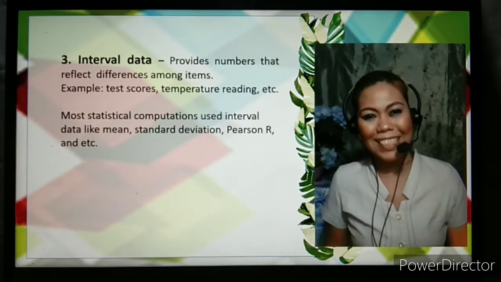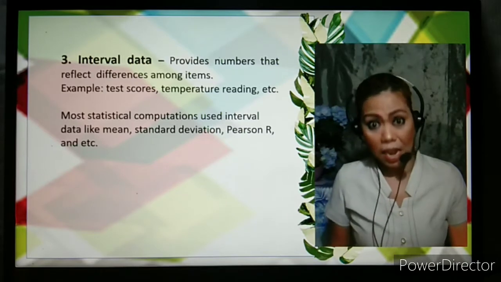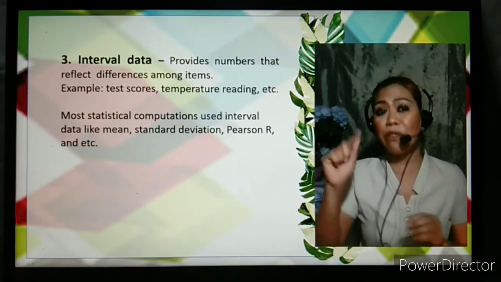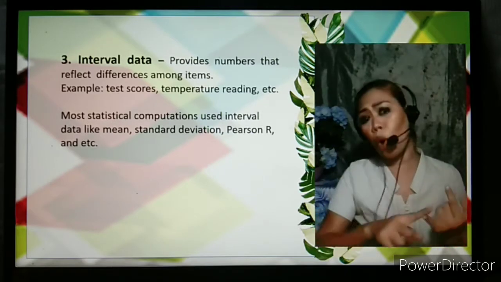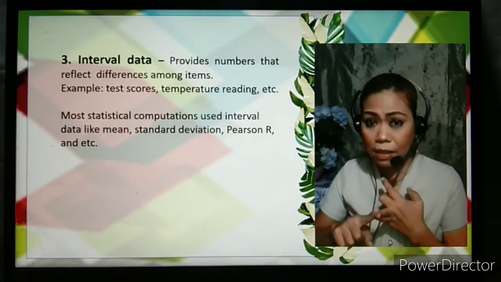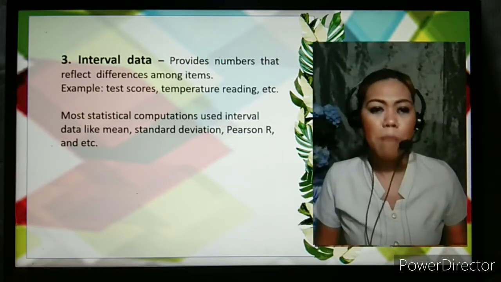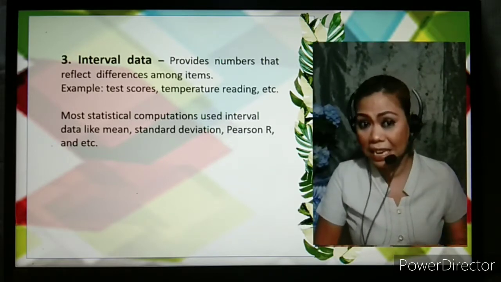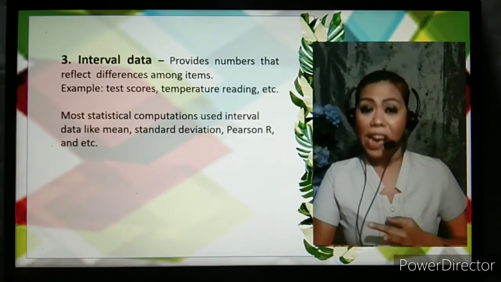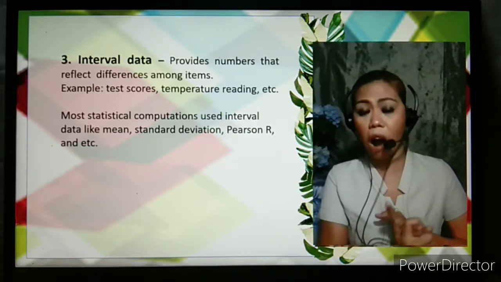Number 3 is interval data. It provides numbers that reflect differences among items, for example, test scores, temperature readings, and others. Most statistical computations use interval data, like mean, standard deviation, Pearson r, and others.